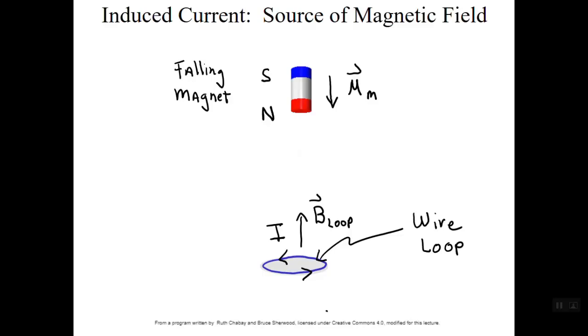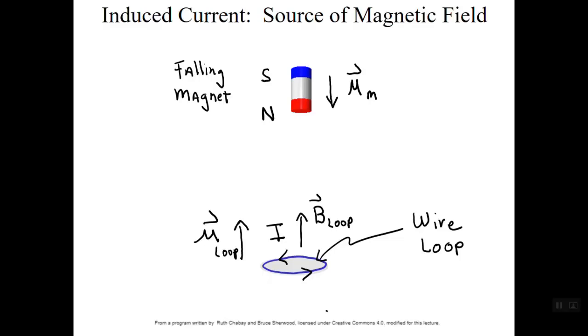So, for the magnet oriented as shown, the corresponding dipole moment, vector mu sub m, looks like this, pointed from the south pole to the north pole of the magnet. And for the current loop oriented as shown, the corresponding dipole moment, vector mu loop, is oriented as shown.